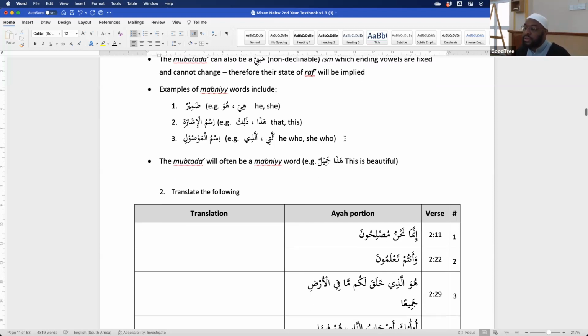So here the author gives us some examples of mabni words. Number one is the damir, the pronoun. The pronoun is built. It's non-declinable, it cannot change. Take that to the LGBTQ community. Tell them that the pronoun is mabni, it's built. The pronoun can't change.